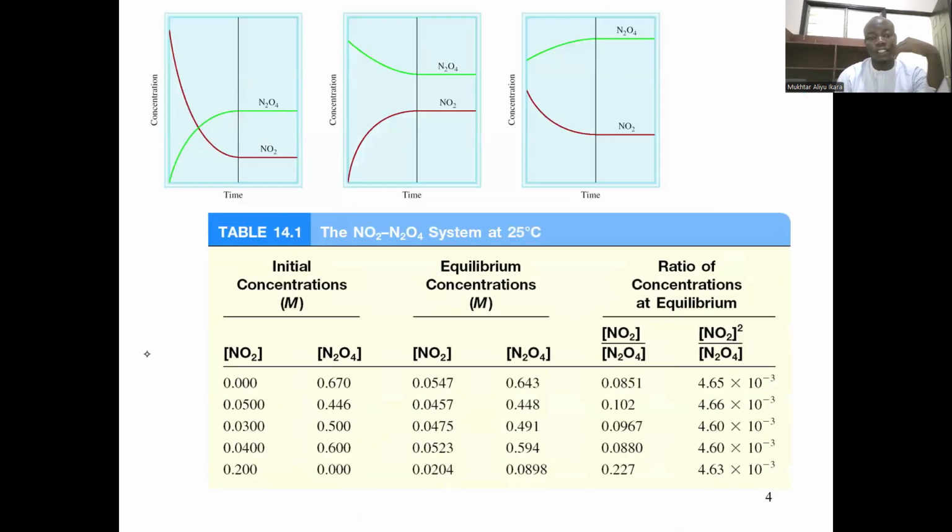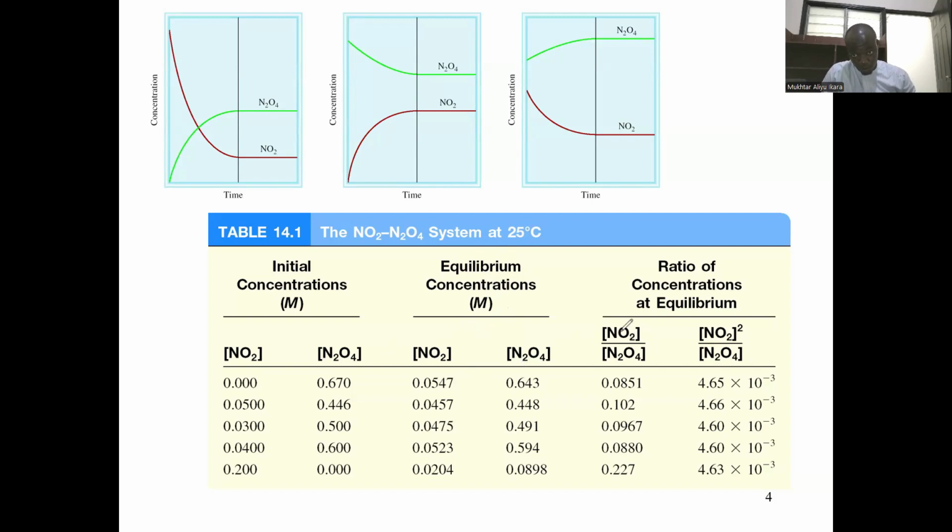So now let's look at this. Assuming this is a reaction, this is a system. In this system, we have a starting concentration, we have an equilibrium concentration, and we can also have a ratio of concentration at equilibrium. Now, if you look clearly here, we have the initial concentration of nitrogen dioxide and the initial concentration of dinitrogen tetraoxide. We also have the equilibrium concentration of nitrogen dioxide and dinitrogen tetraoxide.